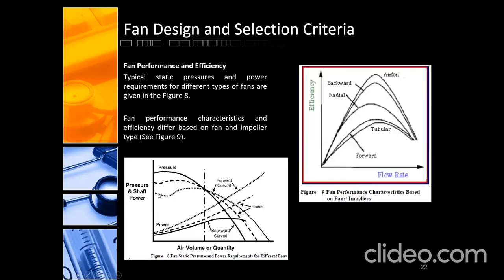So next, fan design and selection criteria. Tama, naiba na ba yung title? So, fan performance and efficiency. So typical static pressure and power requirements for different types of fan are given in figure 8. So static pressure, volume, and pressure, and shaft power. At ito siya. At ito yung pressure.